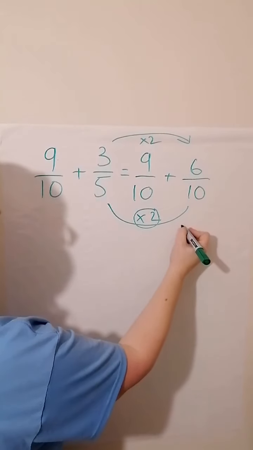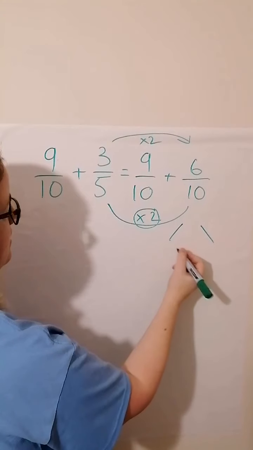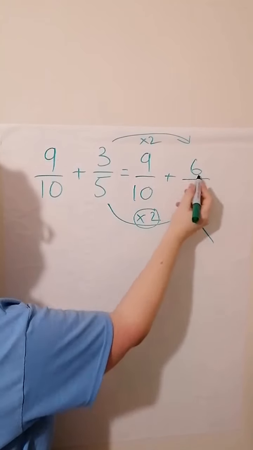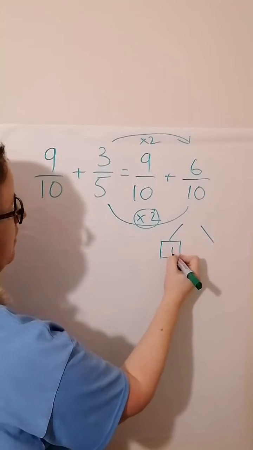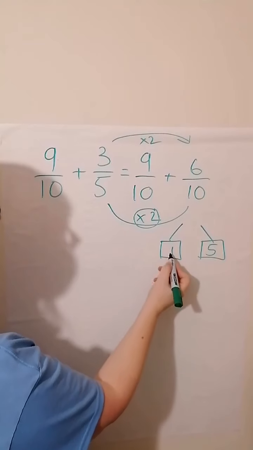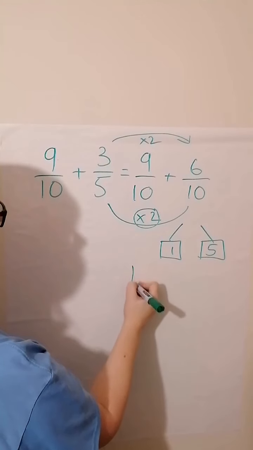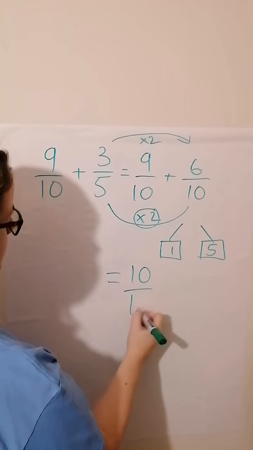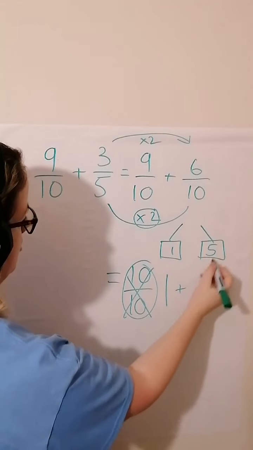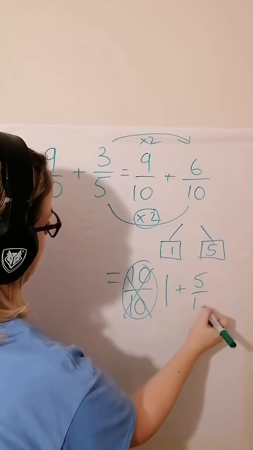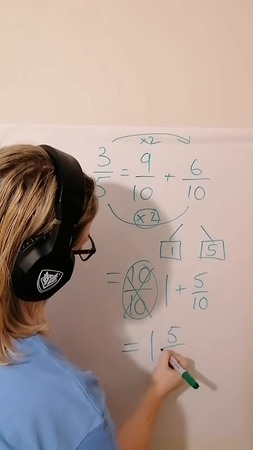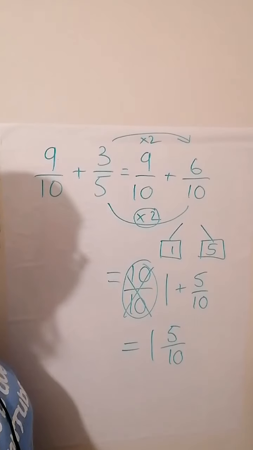So what we're going to do now is partition the 6 and the 10. What do we need to add on to 9 to make 10 for a whole? That's 1. So we can partition 6 into 1 and 5. The 1 we combine to the 9 to get 10/10, or 1 plus 5/10 that are left. Combine that to give us 1 and 5/10.